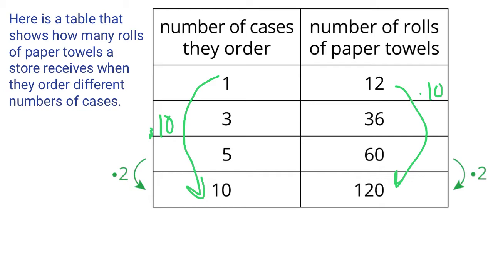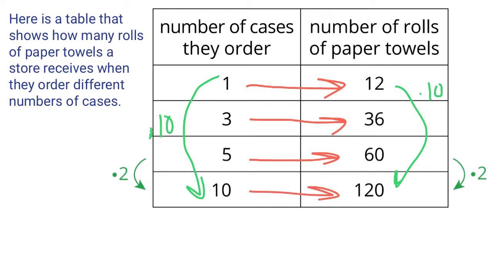You can also see proportionality by seeing the connection that exists between the numbers from one column to the other. So to go from here to here, to go from here to here, it's the exact same operation. It's times 12. If you multiply this column by 12, you get everything in this column. That shows that this is proportional.